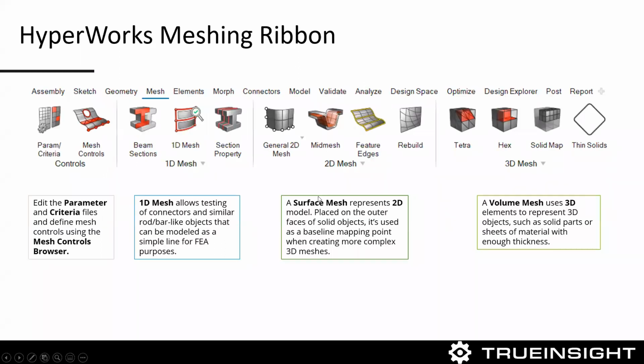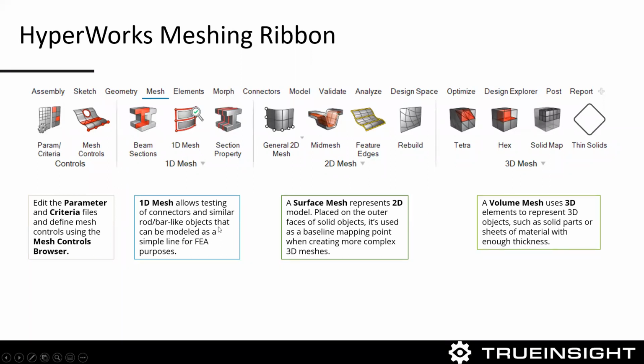So here's the meshing ribbon. Everything's organized in a very nice manner, so you can see where everything is. The controls here are going to be your actual individual settings in terms of parameters and criteria and mesh controls. These I use all the time for automation. There's a nice tool within HyperWorks called a batch mesher, which automates the meshing and reads directly in your parameter files. And I'll show a case of how you can utilize that.